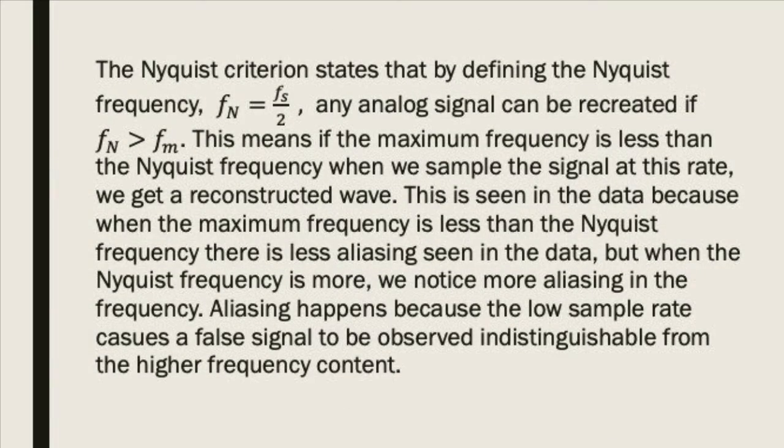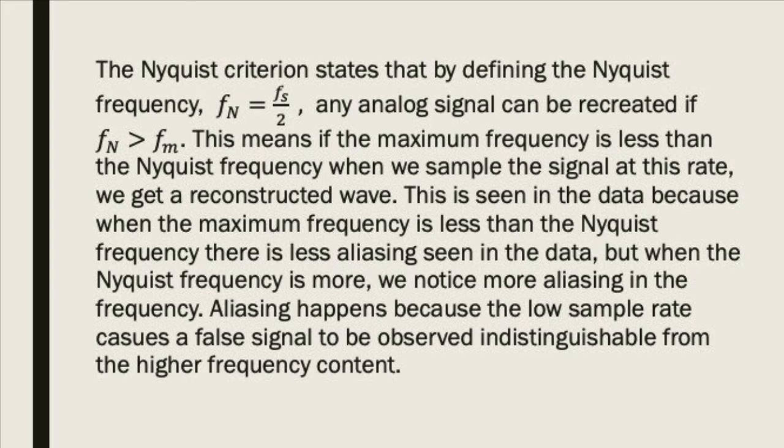The Nyquist criterion states that by defining the Nyquist frequency Fn equals Fs over 2, any analog signal can be recreated if Fn is greater than the maximum frequency. This means if the maximum frequency is less than the Nyquist frequency when we sample the signal at this rate, we get a reconstructed wave. This is seen in the data because when the maximum frequency is less than the Nyquist frequency, there is less aliasing seen in the data. But when the Nyquist frequency is less, we notice more aliasing in the frequency.